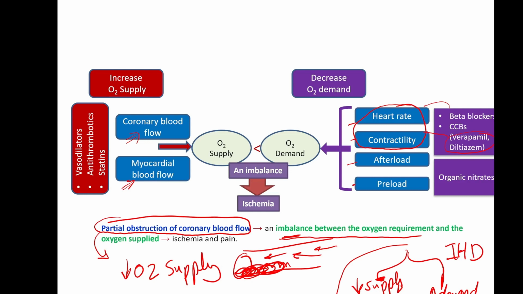On the other hand, speaking about preload and afterload, the main medication for angina is organic nitrates. Organic nitrates decrease preload and afterload. We are going to discuss that in the coming slides. For coronary blood flow, we are going to speak about vasodilation, antithrombotics and statins. So you can see how many groups we have for patients with angina: beta blocker, calcium blocker, organic nitrate, vasodilator, antithrombotic, and statin. All these options are on the table.